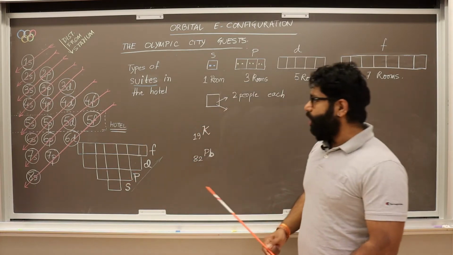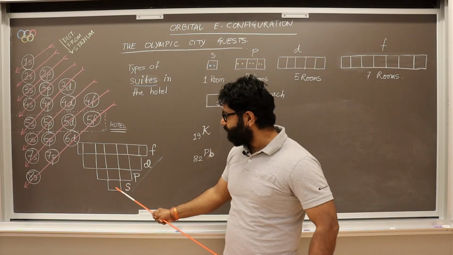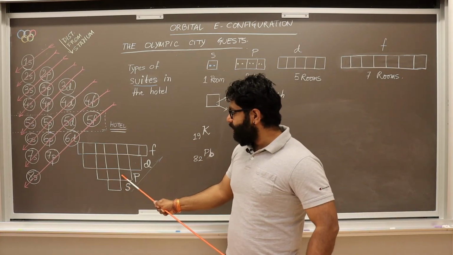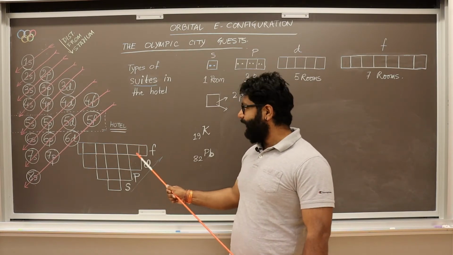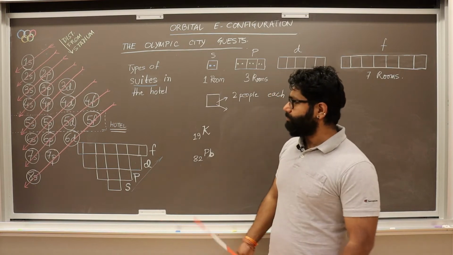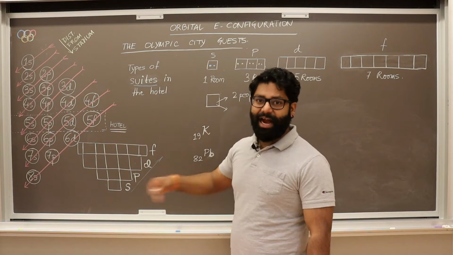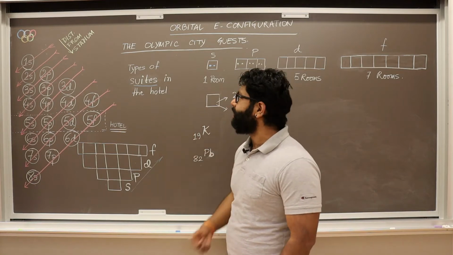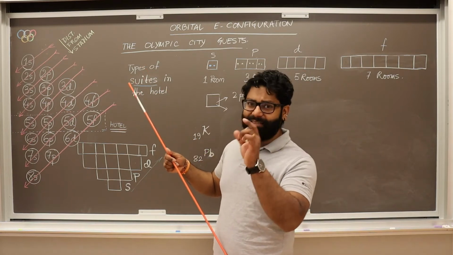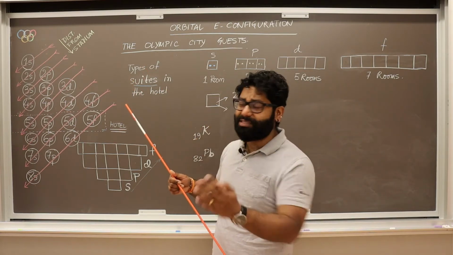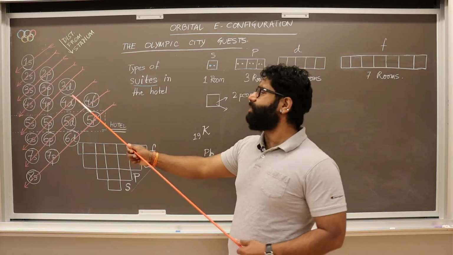Now, let's assume that the orientation of the hotel is something like this. You have S on the first floor, P on the second floor, D suite on the third floor, and F suite on the top floor. So, let's now see how the guests start filling up in the city. If there is one guest, the first guest that arrives in the city, can you imagine where that guest will go? It's very simple, right?